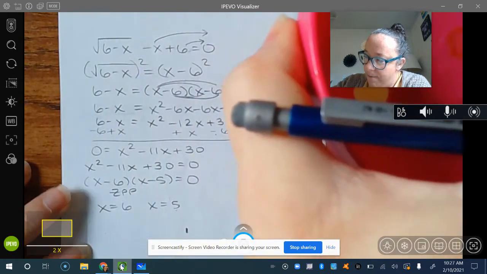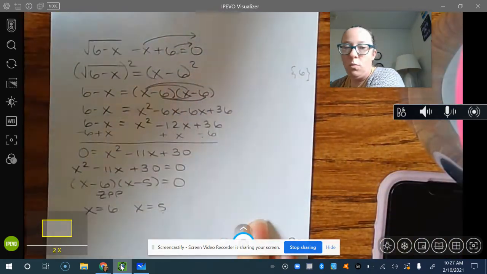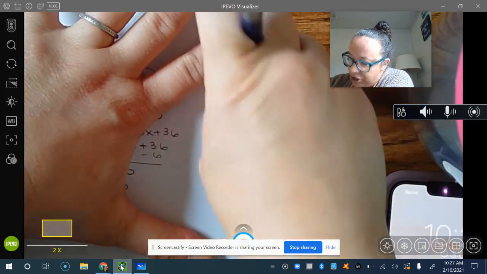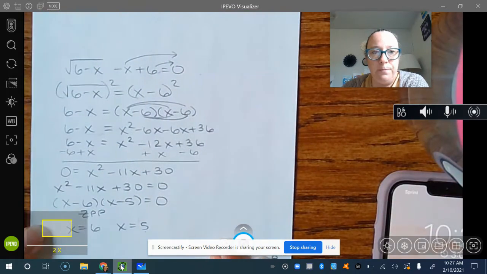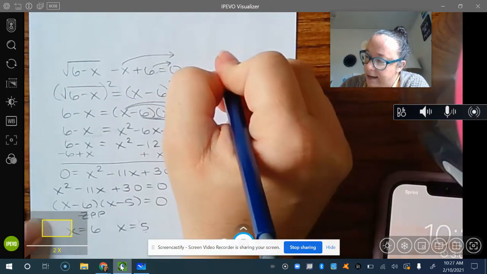Okay, now I have to check. Both of these might work. One of them might work. None of them might work. So I have to check these in the original. Okay, so I'm checking. Oh my goodness, there goes my lead again. All right, so I'm going to check.